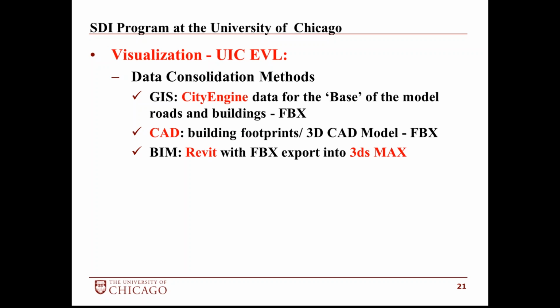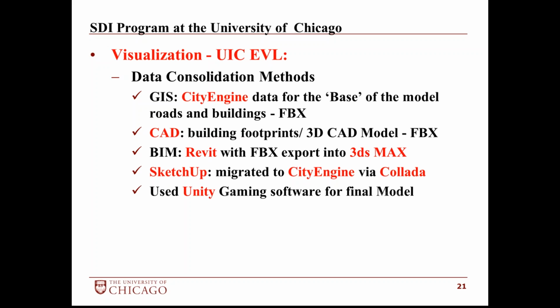So we basically brought it in. We were coming in with what I call a base plan, which may have most of the buildings in it and roads and some of the major features. Then we've got some CAD information. Then we've got 4 or 5 buildings in a full Revit 3D model that gets pushed out as FBX into 3ds Max. We also had some SketchUp data out there for textures and surfaces that we migrated via CityEngine into Collada. And then we put it all into a Unity gaming software model for the final 3D model.